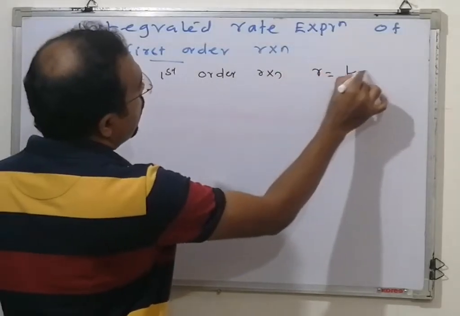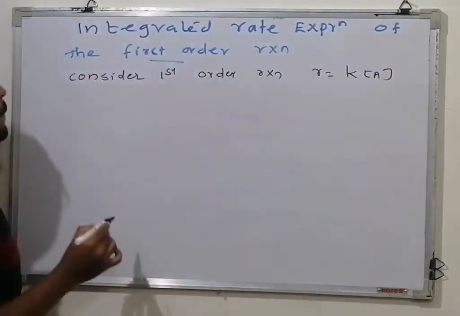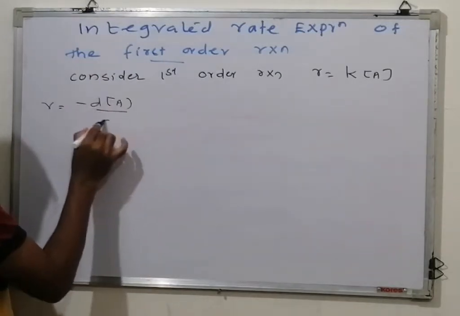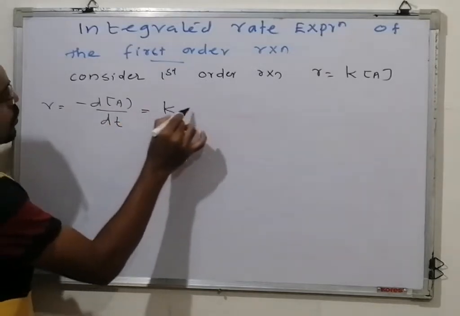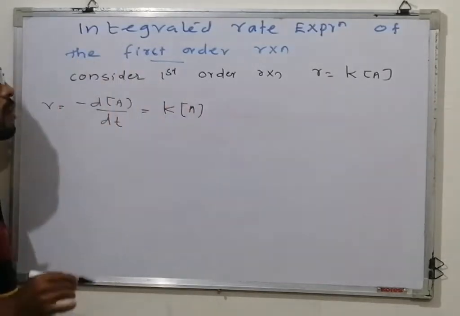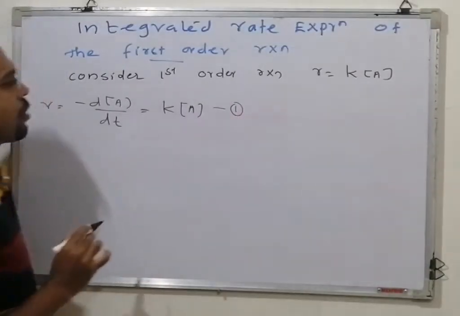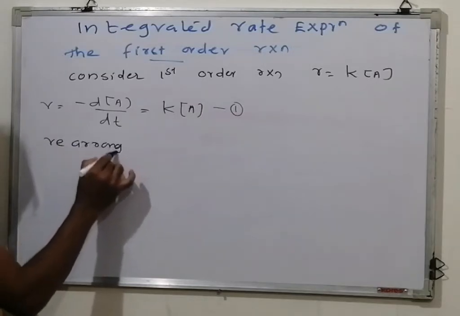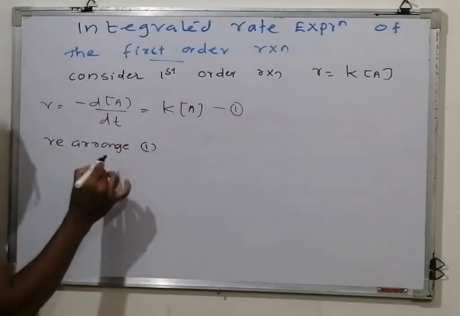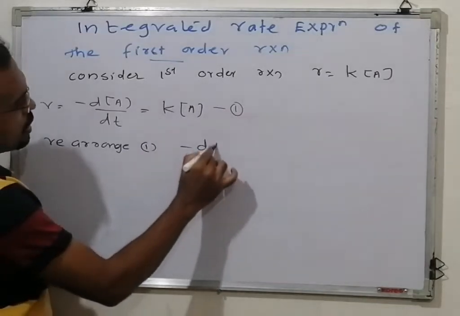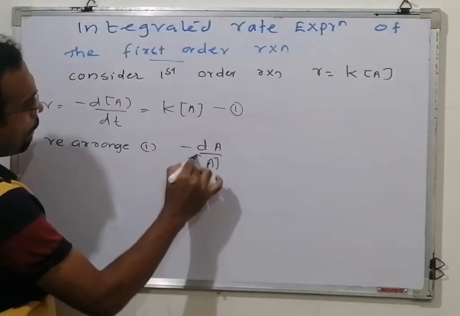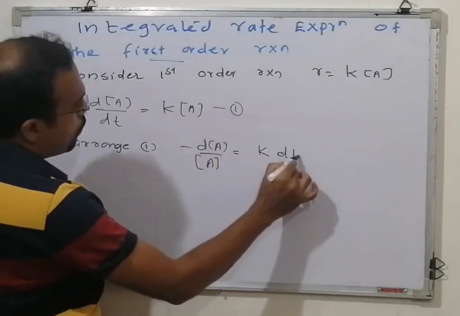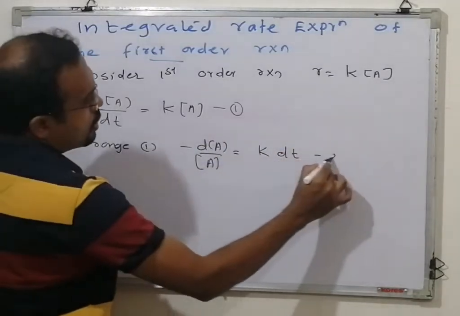R is equal to K into A. Now what is R? R is equal to minus dA by dt is equal to K into A. Equation number 1. Now rearrange equation 1. What you will get? Minus dA by A is equal to K dt. Put it as equation number 2.